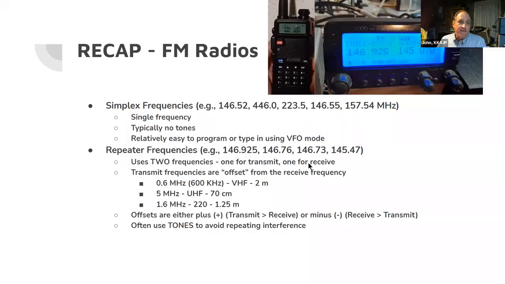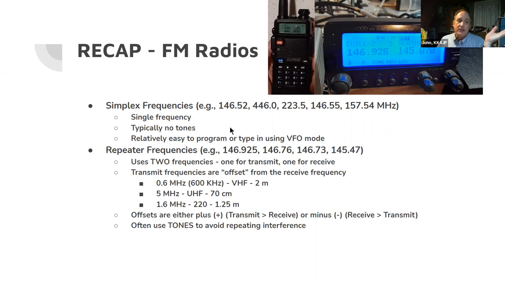Basically, for FM radios, there are two general types of frequencies, and this is just going to be a quick recap. Simplex frequencies are ones that are really easy to program because there are no tones, there's no offsets, there's no anything. You just type in the frequency. You can actually do it just using the VFO mode on your radio if you want.